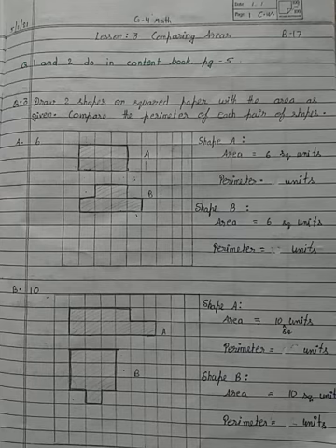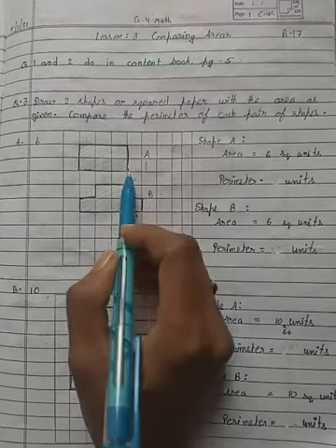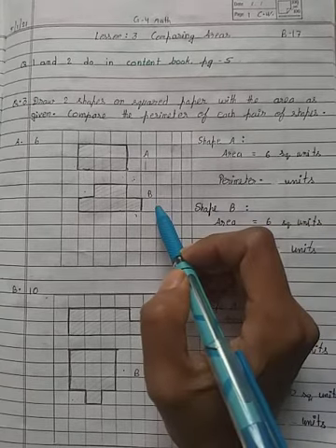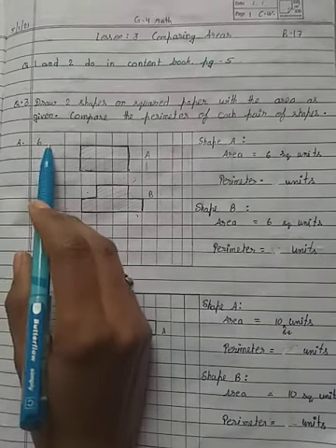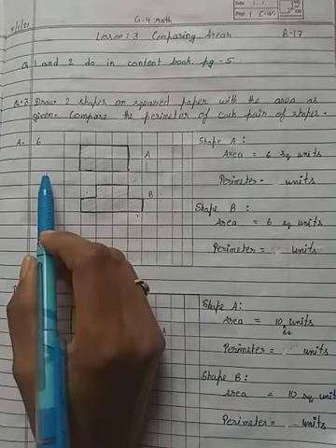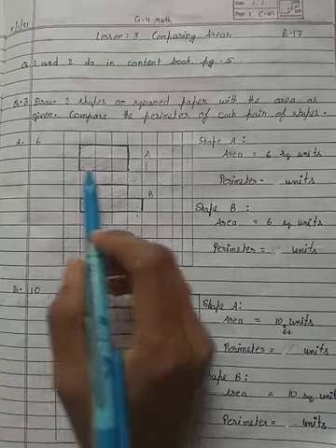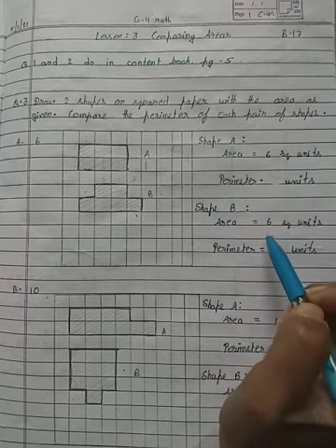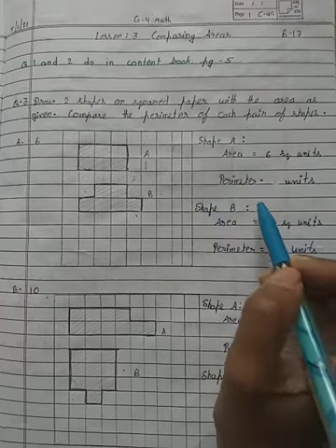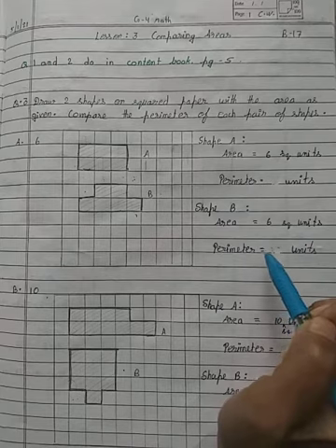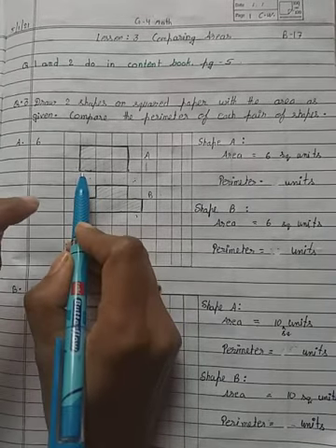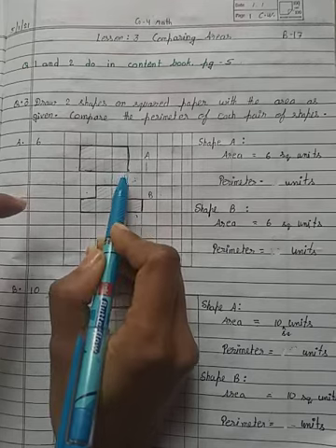So let's start, students. We have an area of 6 square units in shape A and shape B. The area in both shapes is the same and we have to find out the perimeter. How will we find the perimeter? We will count the outer part of the shape.